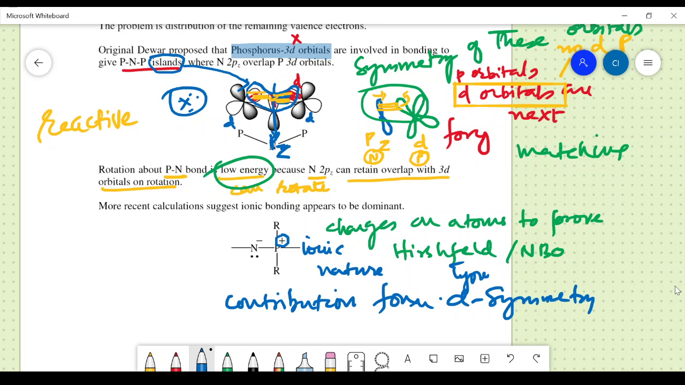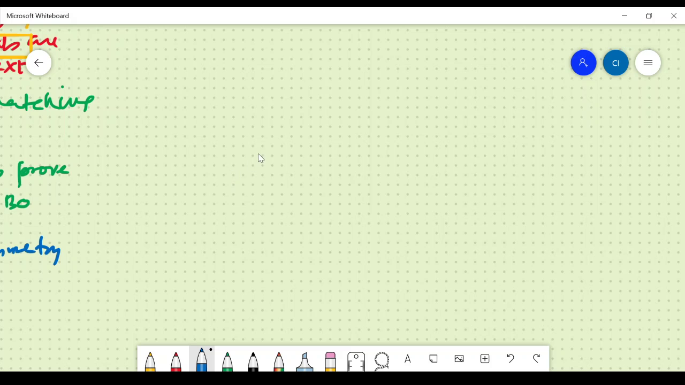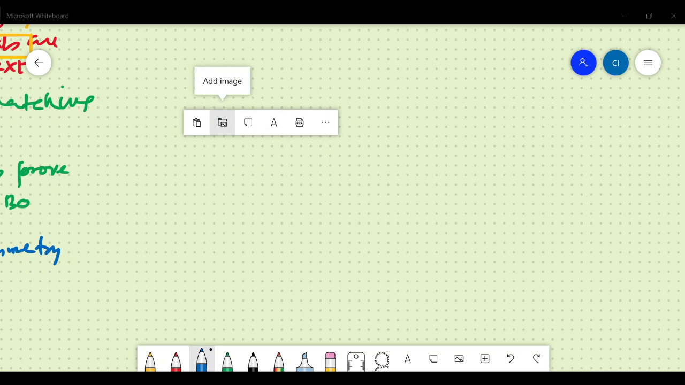So let us have a look into the mechanism. I'm just going to import one picture and tell you what exactly this is about: polyphosphazene.